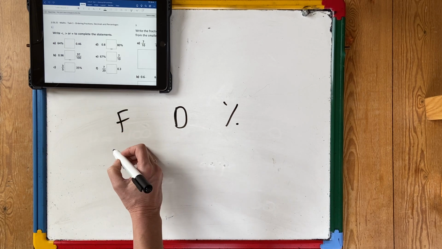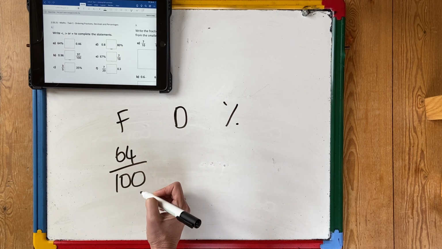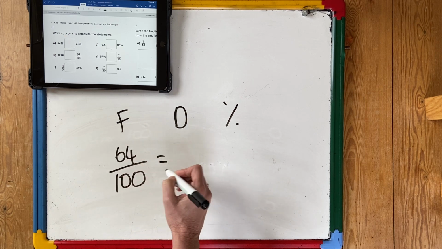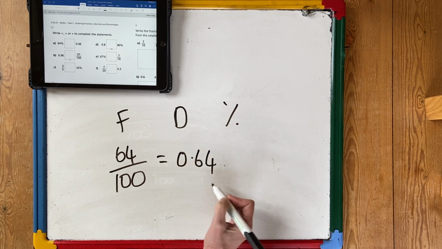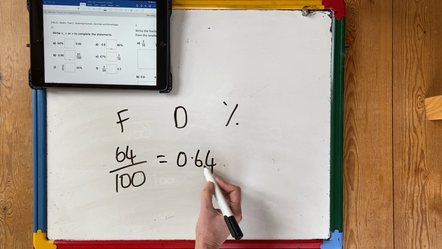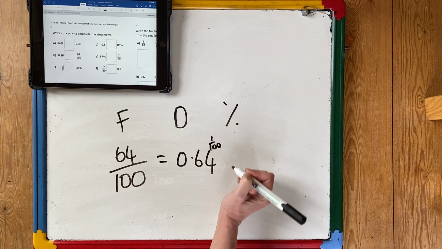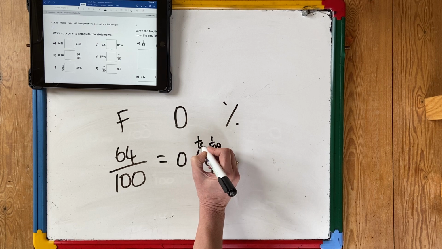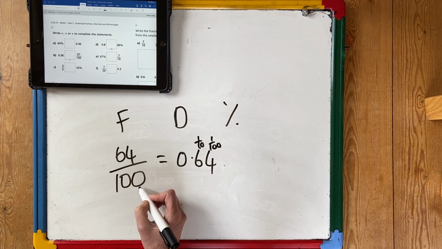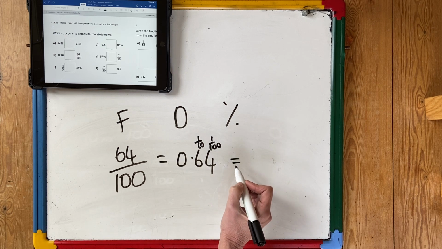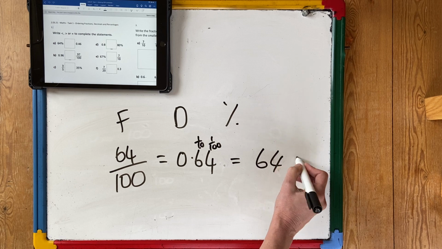So take 64 hundredths as a fraction. What is that as a decimal? It will be 0.64, because there are two decimal places: the 4 is in the hundredths column and the 6 is in the tenths column. So 0.64 is 64 hundredths. As a percentage, 64 out of 100 is 64%.